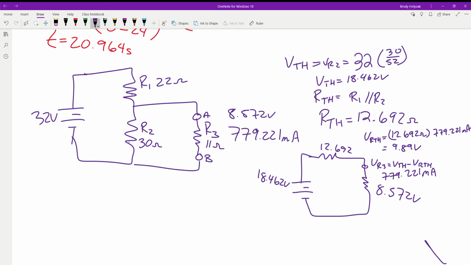So what's the voltage drop across R2? 8.572. What's the voltage drop across R1? 32 minus that value. Because those guys would combine together, they're going to have the same voltage, and whatever's left is going to be what's dropped across R1.